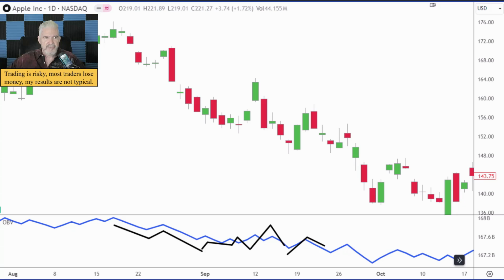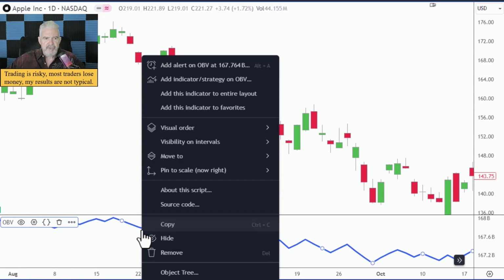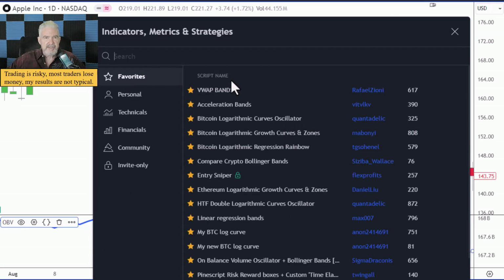The way we resolve that is we're going to add a moving average to OBV. The way to do that, at least on TradingView, is you click on OBV, I'm right-clicking on it, and then I go up here to add indicator / strategy on OBV. This is creating an indicator on an indicator. That's what we're doing here.